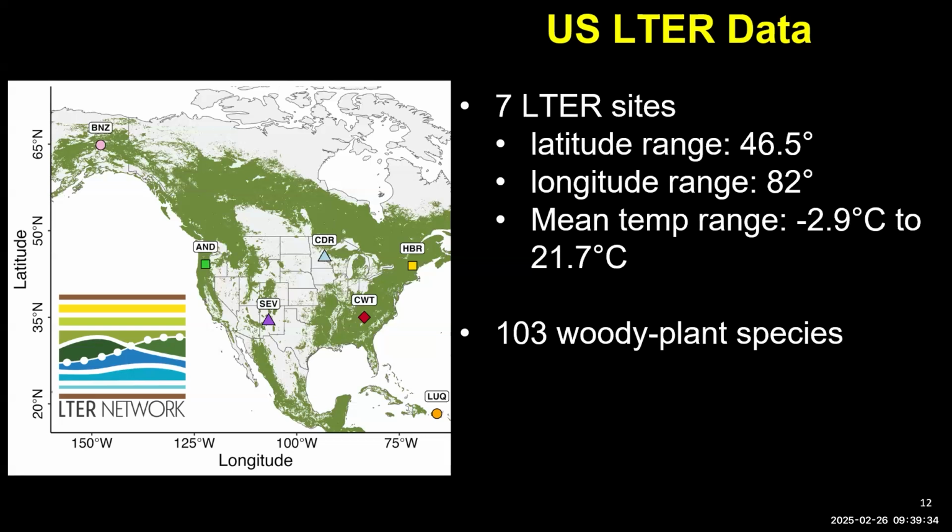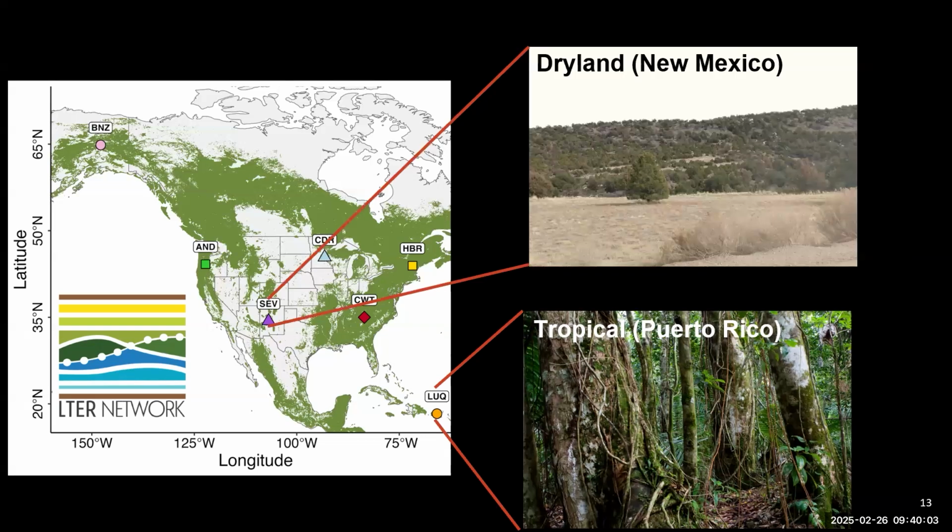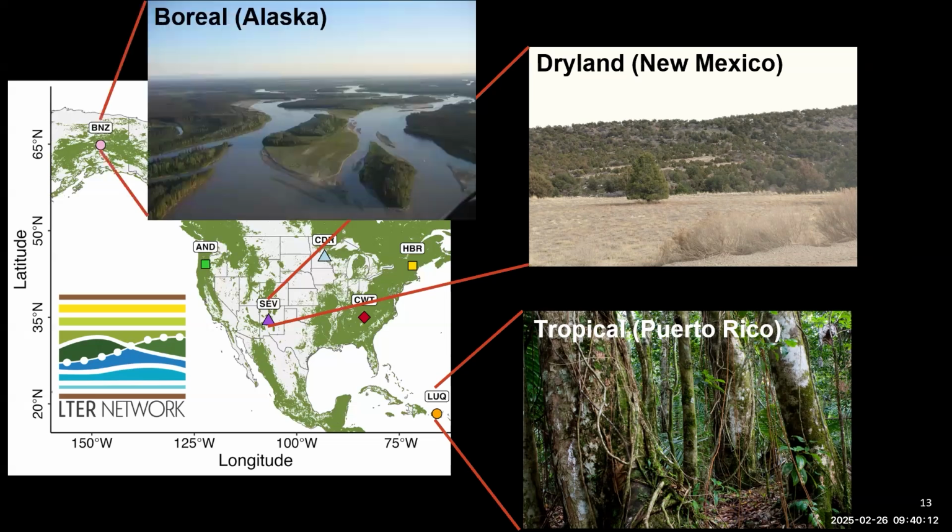So mean temperature ranges from almost -3 degrees Celsius to almost 22 degrees Celsius. And so there's some things that we found here that we couldn't have detected had we only looked at one individual site. So that's an advantage of the LTER network. And in total, we included data on 103 woody plant species. And these sites included a range of biomes from tropical rainforests in Puerto Rico to dryland areas in New Mexico, where there were only 3 species of woody plants, of course, in comparison to Puerto Rico, which has very high species diversity, and up into the boreal as well.